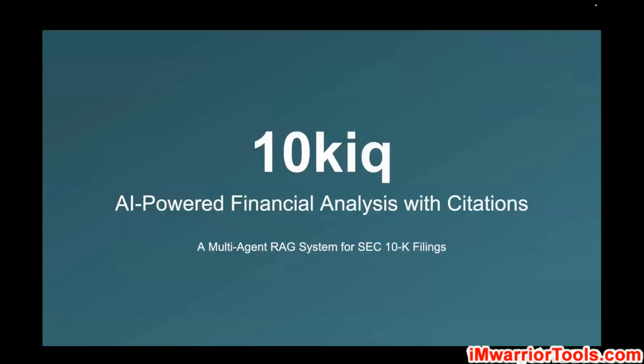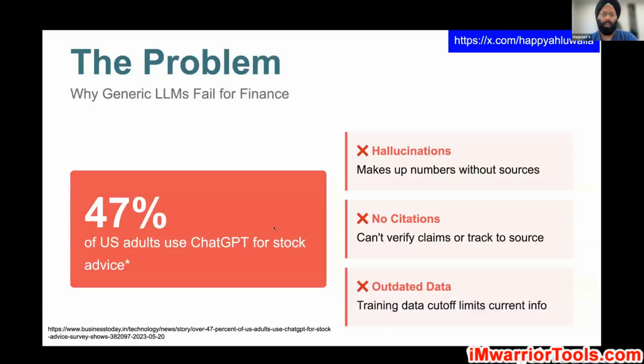Basically, I built this 10K IQ. It's AI-powered financial analysis with citations. And why did I build it? This is basically a report that I read which said that 47% of US adults use ChatGPT for stock advice. And as we know, all LLMs would hallucinate at some point, right? At times you would not see citations, you will see outdated data, and so on. So if we give our LLM very specific financial information and ground that as the truth, that gives more relevant information. And that's the reason behind this project.